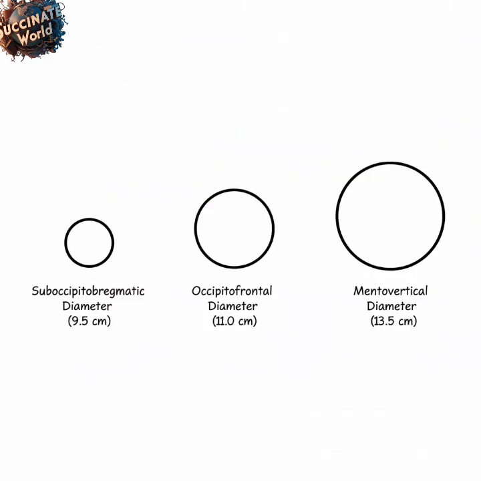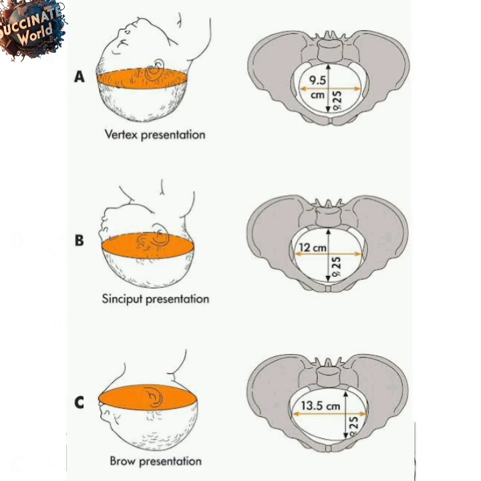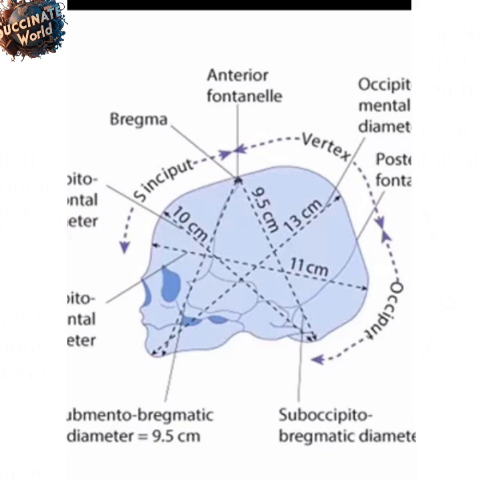Now let's talk about fetal head diameters. A diameter simply means the distance between 2 points on the baby's skull. Different head positions produce different diameters. Some diameters are small, some are large. And during labor, the pelvis does not care about names. The pelvis only cares about size. If the diameter is small, labor progresses. If the diameter is large, labor slows, then stops.